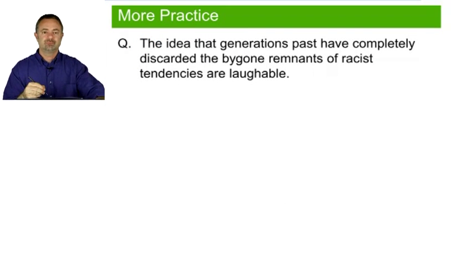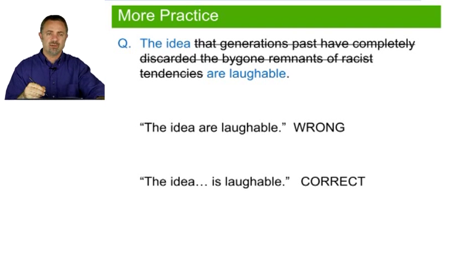Next example. The idea that generations past have completely discarded the bygone remnants of racist tendency are laughable. Wow, okay, well, let's cut some language here and notice our verb, are laughable. That's a plural verb, but our subject, the idea, is singular. So it's incorrect to say the idea are laughable. Instead, you would say the idea, blah, blah, blah, is laughable. Again, separating the subject from the verb and getting rid of all that middle language.